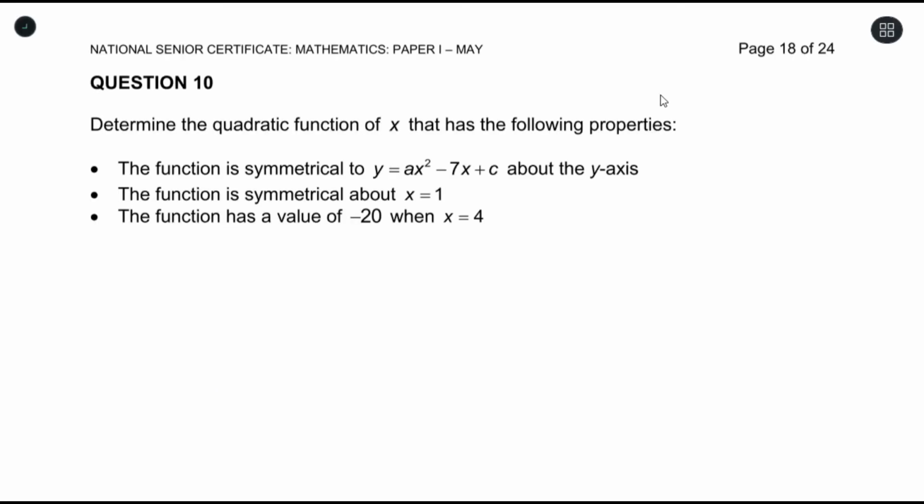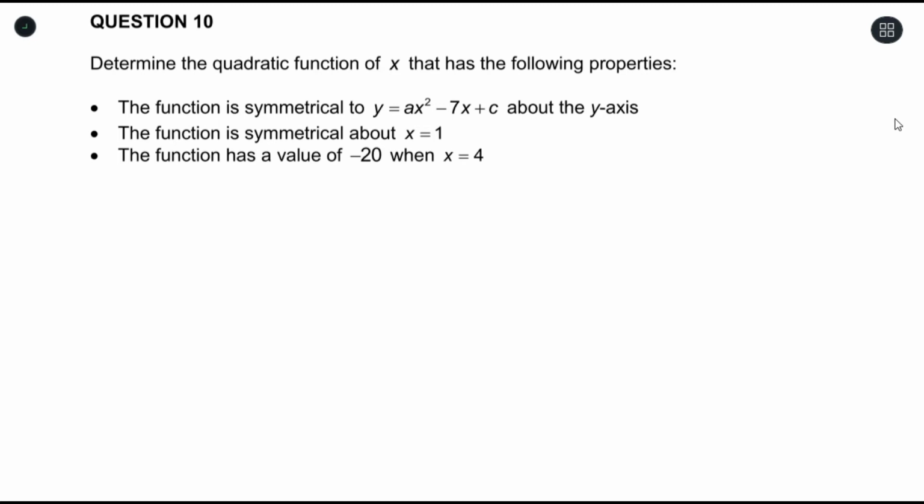Question 10. Determine the quadratic function of x that has the following properties. The first property, the function is symmetrical to y is equals to ax squared minus 7x plus c about the y-axis. The second property, the function is symmetrical about x equals to 1. And the third property, the function has a value of negative 20 when x is equals to 4. Okay, so let's get into the question.